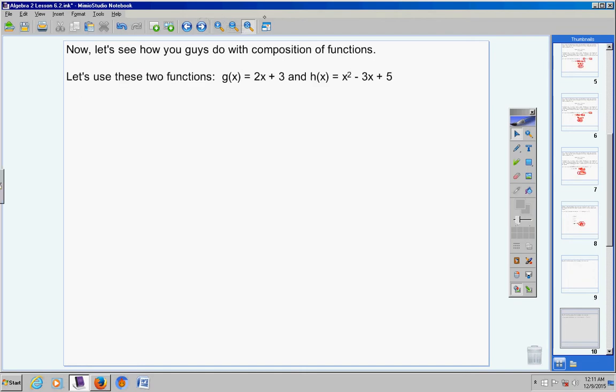Let's use these two functions. So take a second and copy those two functions down. We have a g function here. This is my g function, and this is my h function here.